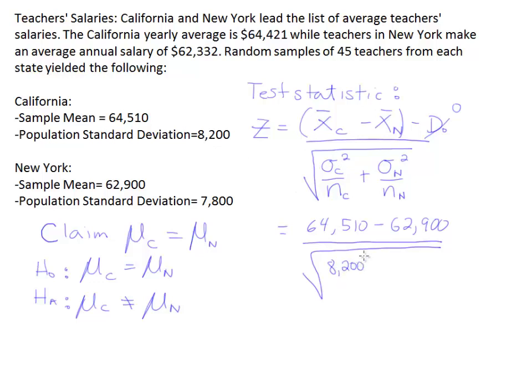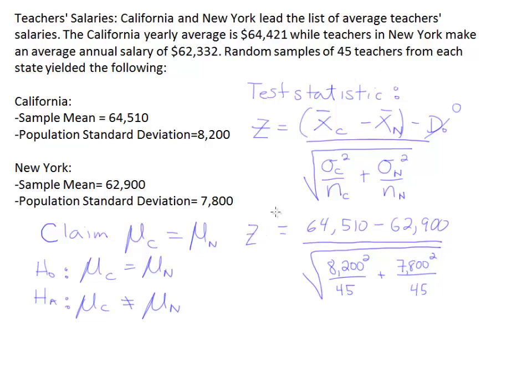And then we will square that quantity, and we'll divide by the sample size. The sample size here is 45. Then from there, we will go ahead and add the standard deviation, which is 7,800. And we will square that and then divide by the sample size again, which is 45 once again, because they said they took 45 samples from each of the states, right? So that's your test stat.